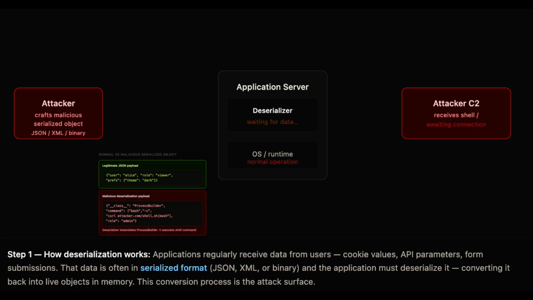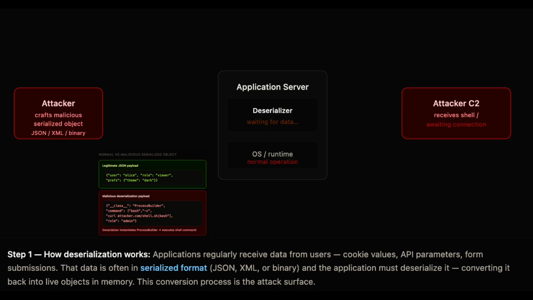When an application deserializes untrusted data, the deserialization library may automatically instantiate objects and call their methods, including special lifecycle methods like constructors. An attacker can craft a payload that, when deserialized, creates an object whose constructor or destructor contains malicious logic.